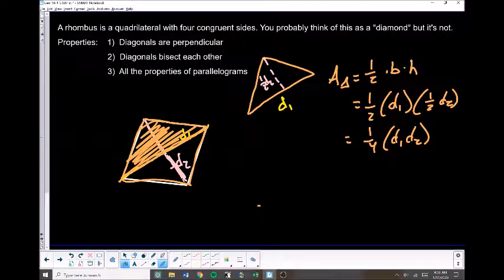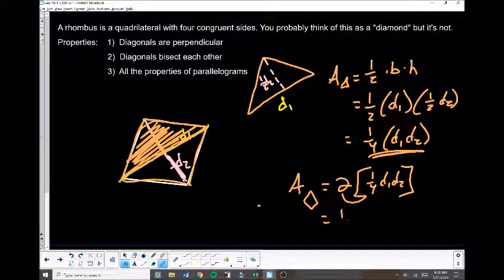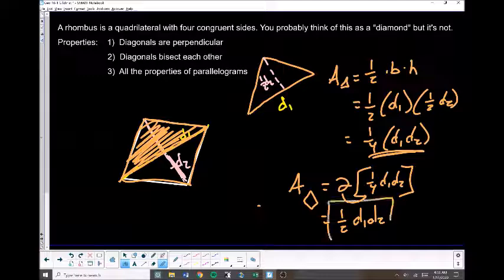To find the area of the whole entire rhombus, we have to remember there are 2 of these triangles. So 2 times 1/4 is 1/2, so it's 1/2 times D1, D2. The area of a rhombus is 1/2 times D1 times D2, which is the 2 diagonals. So multiply the 2 diagonals, cut them in half, you have the area of your rhombus. Because the rhombus is just 2 triangles, 2 congruent triangles put together.